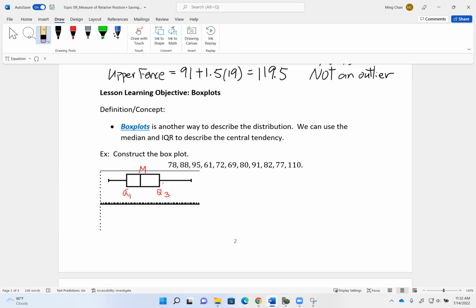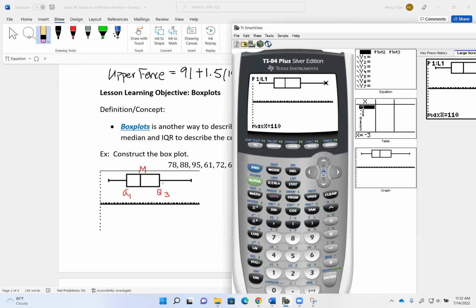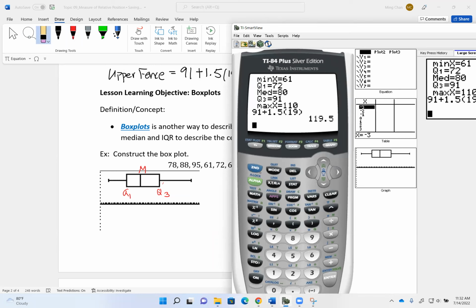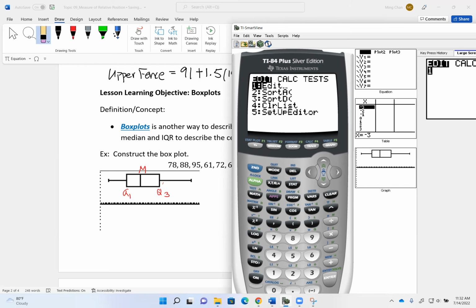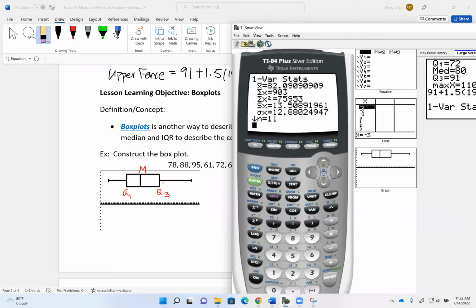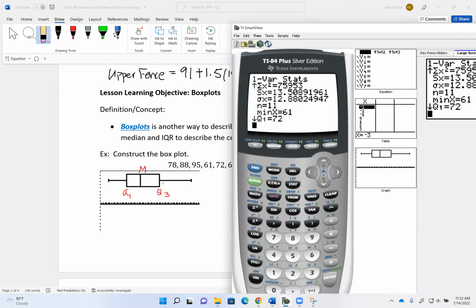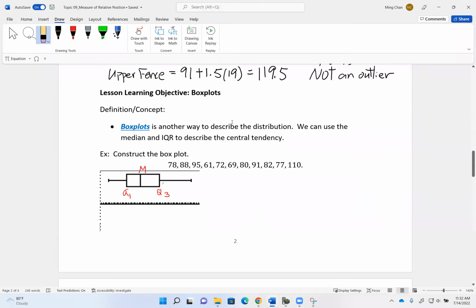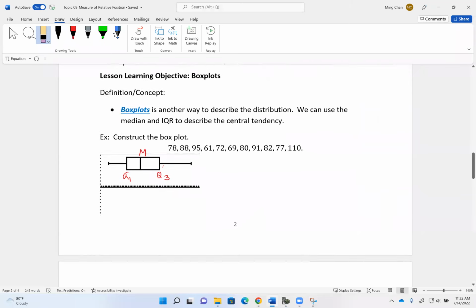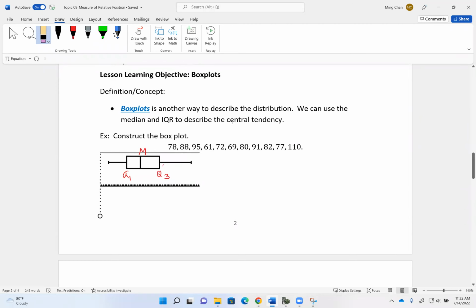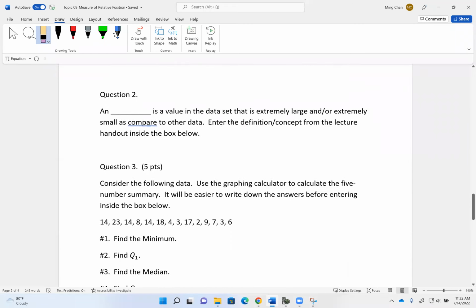If we go back to the graphing calculator real quick, I want to see the mean. The mean is 82, right? The median was actually at 80, so 82 is about right here. Again, the mean will always be somewhere inside this interquartile range, inside this box. So that's why a box plot is another way to help us describe our data set, or the distribution.